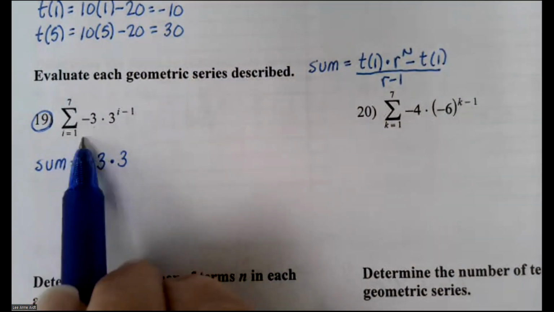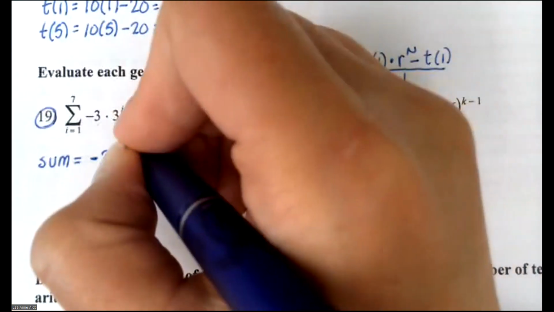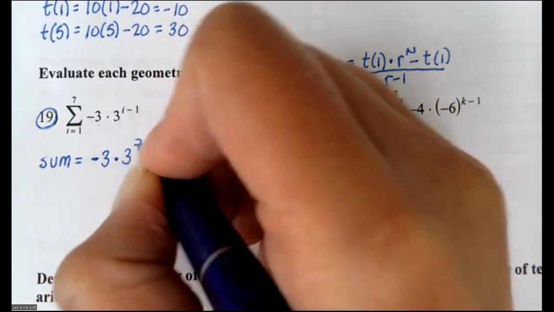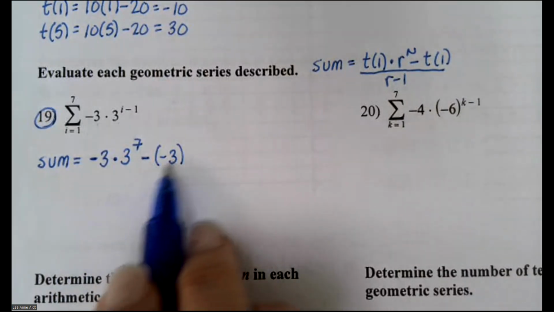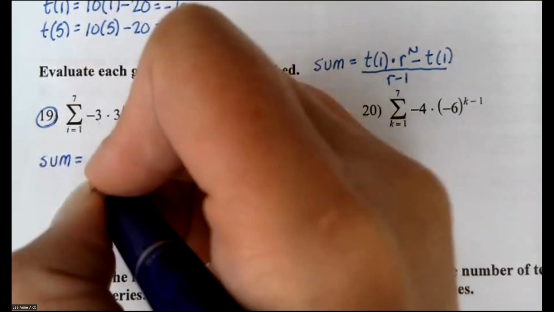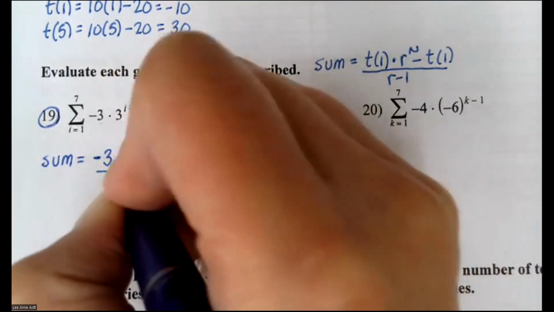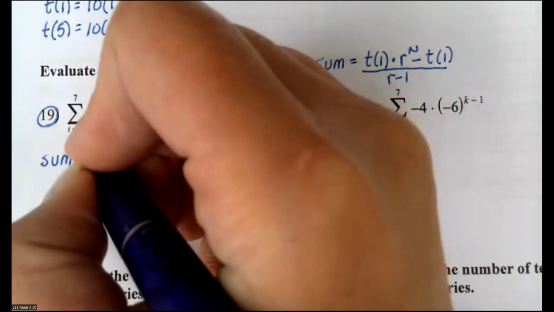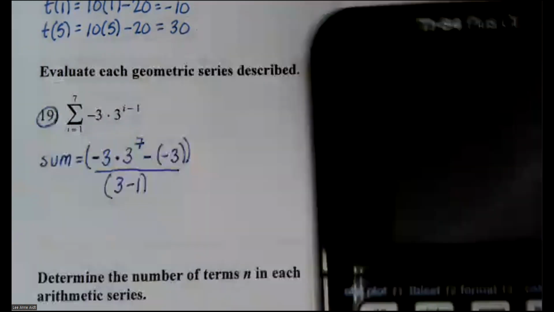3. So first term, r. And what's n in this problem? 7. Okay, now this is going to be a minus negative 3. Make sure that you have minus the negative or just put plus. I like to just put plus, and then over 3 minus 1. Again, when you do this in the calculator, put parentheses around the top and bottom.